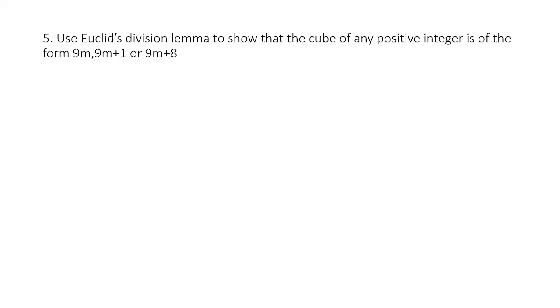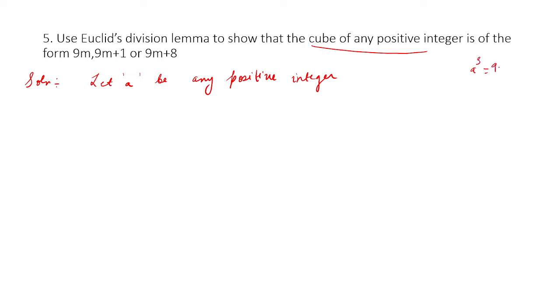So this is given. We are asked to use Euclid's lemma to show that the cube of any positive integer is of the form... So first thing is, I'll say let a be any positive integer. I'll just assume my a to be any positive integer. We're asked to show that a cube must be in the form of 9m or 9m plus 1 or 9m plus 8. It will be only in one of these forms.